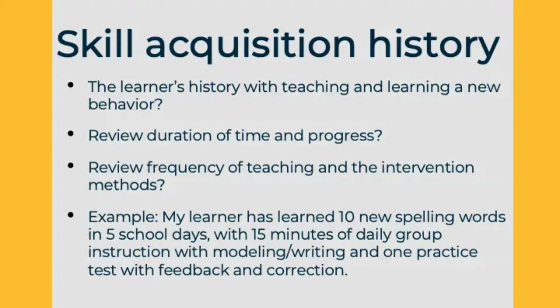An example of this may be reviewing the rate of spelling word acquisition for a student. Understanding that group instruction, modeling, and practice were highly effective, this may translate to using following a written task schedule as a replacement behavior for being off task. It may take the learner 5 school days, with 15 minutes of group instruction, modeling, and feedback to acquire the words written for the task schedule.